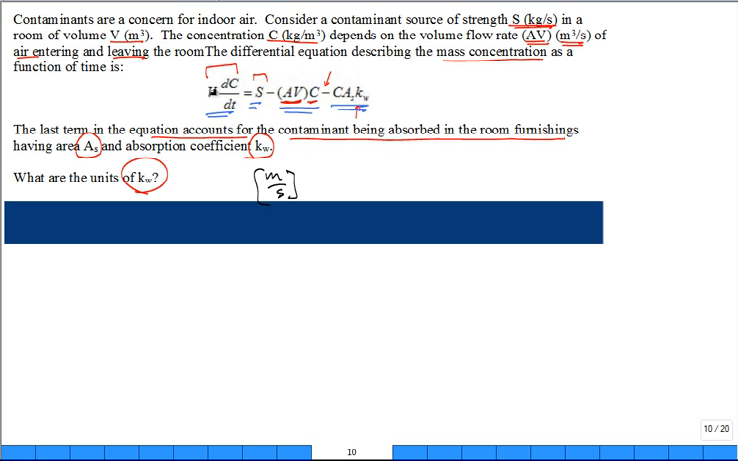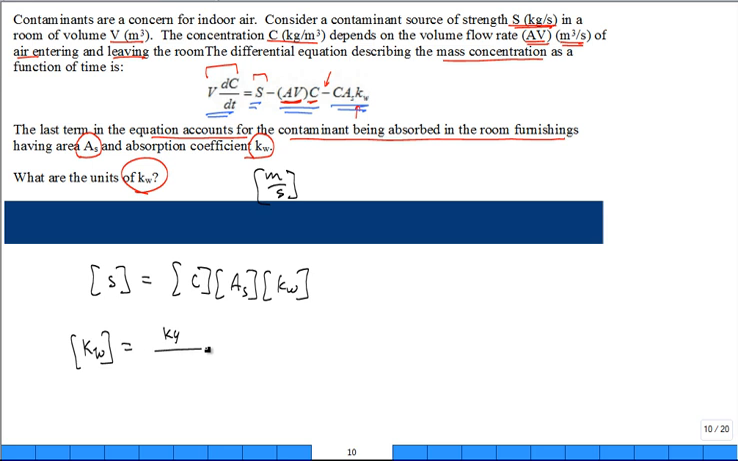So I know that the units on S have to equal the units on C times the units on the AS times the units on KW. So the units on KW are going to be the units on S, which is the units on S, kilograms per second.